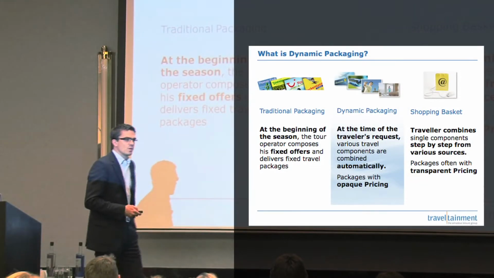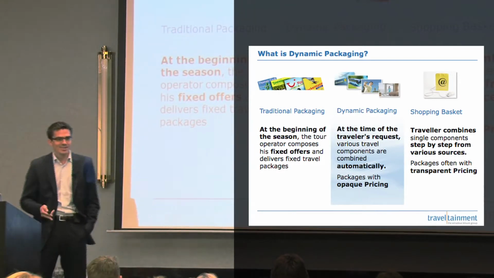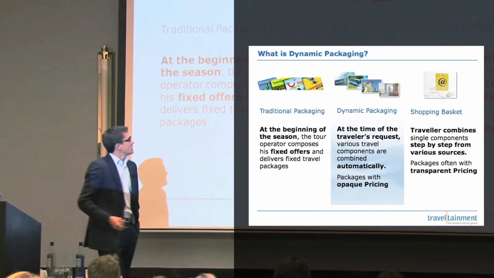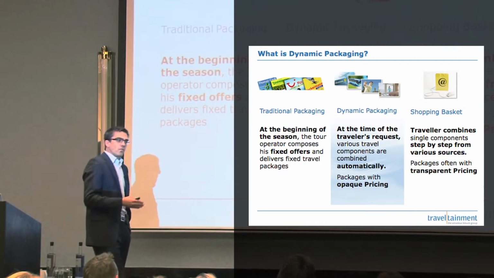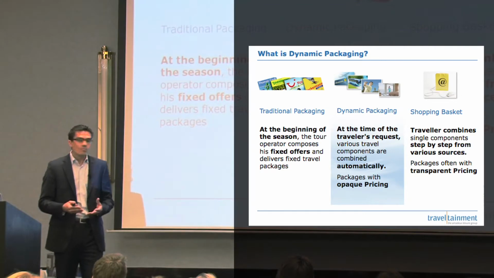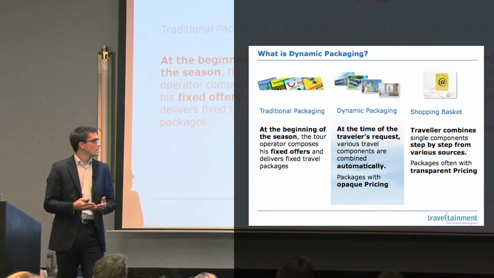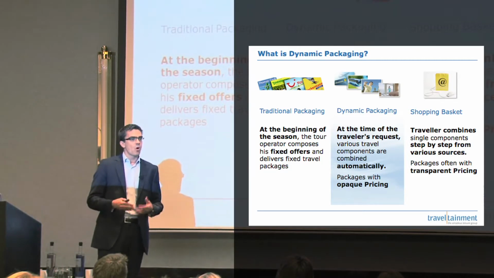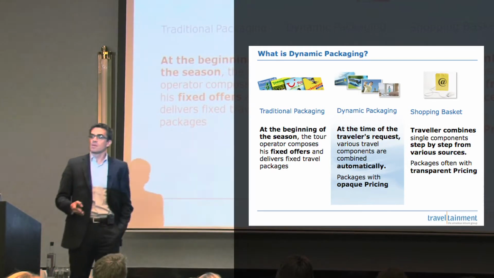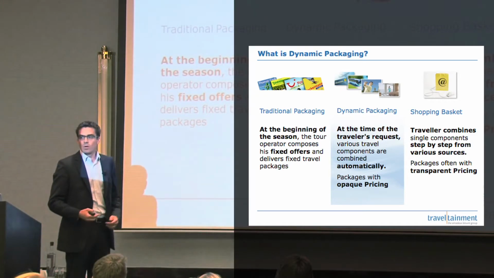The definition of dynamic packaging I'm using is the following. I don't ask you to agree to it or follow it. Just when I speak about dynamic packaging in the next 30 minutes, that's my understanding of it. At the time of a traveler's or travel agent's request, various travel components, at least the flight and the hotel, are put together in one package and displayed with one price, an opaque price. You wouldn't see the price of the components, and you wouldn't see the margins that the tour operator or the entity who packages is putting on those components.